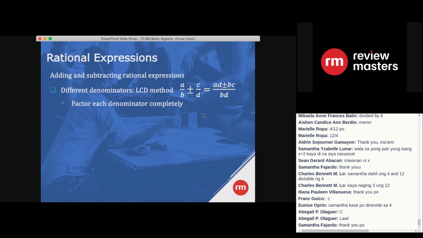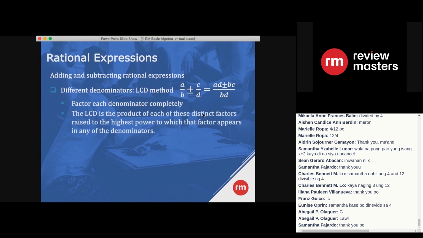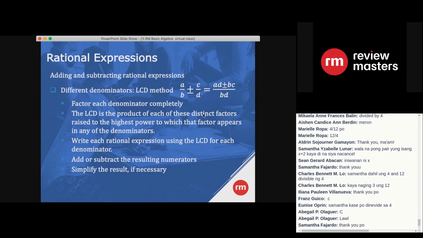Yun pa, then you have to factor each denominator completely so that you will know the least common denominator. The LCD is a product of each of these distinct factors raised to the highest power to which that factor appears in any of the denominators. Write each rational expression using the LCD for each denominator. Add or subtract the resulting numerators. Simplify the result if necessary.